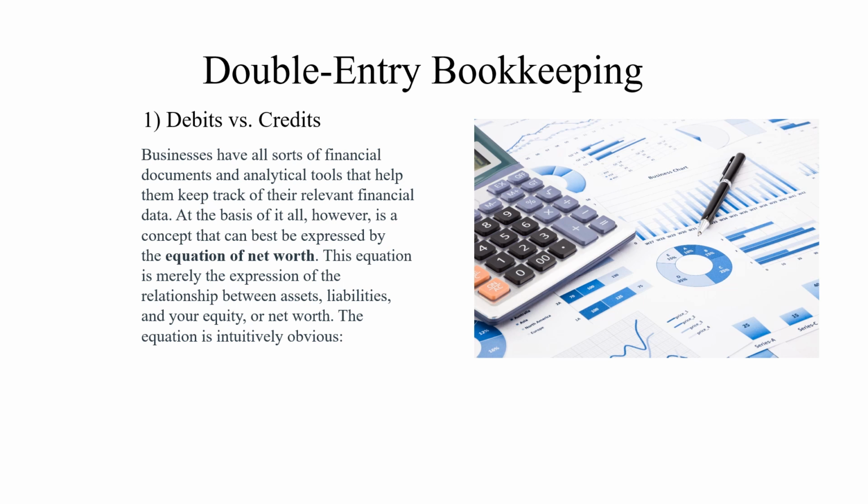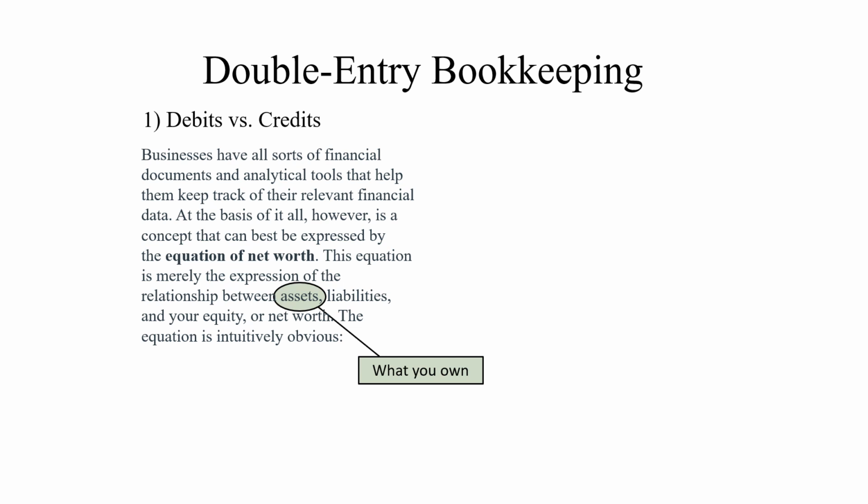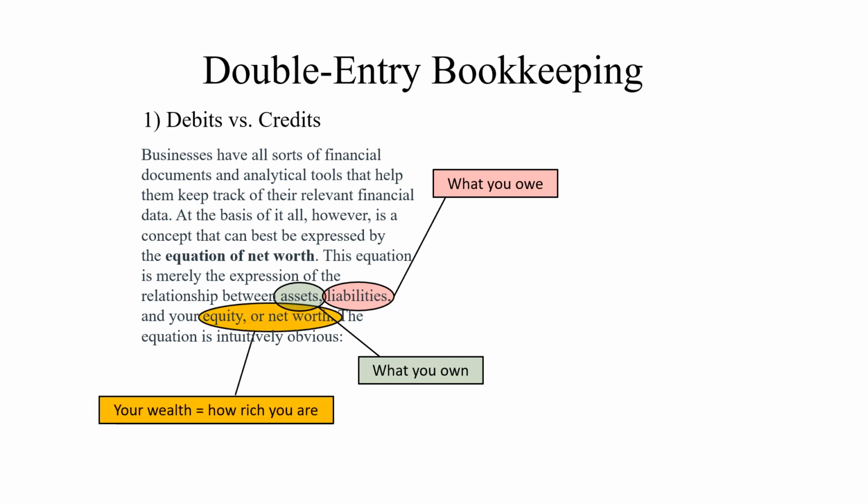At the basis of it all, however, is a concept that can best be expressed by the equation of net worth. This equation is merely an expression of the relationship between assets, liability, and your equity or net worth. The equation is intuitively obvious. Assets are what you own, liabilities are what you owe, and the difference between the two is your equity or net worth, which is how rich you are.